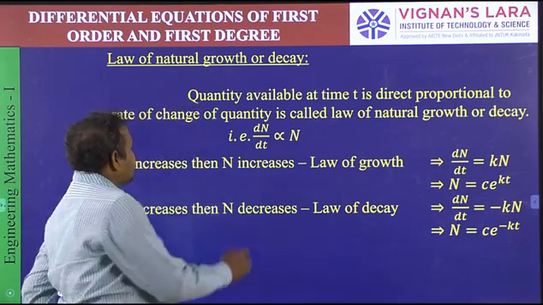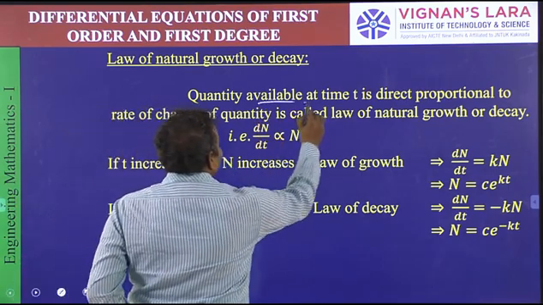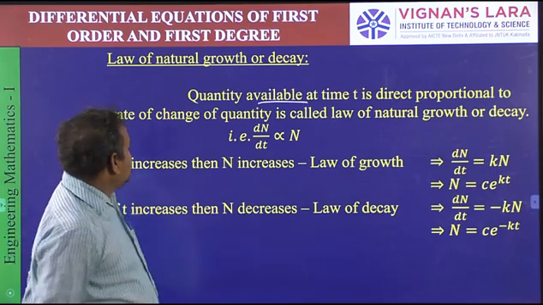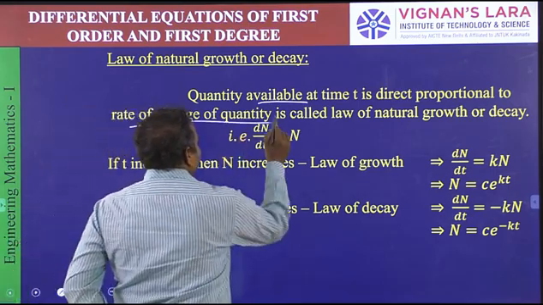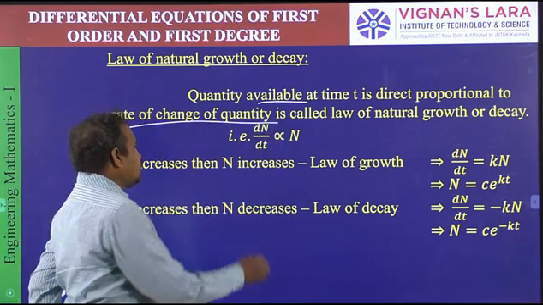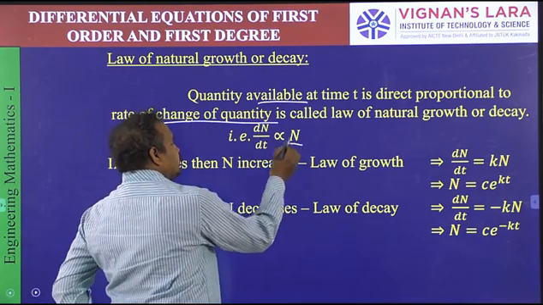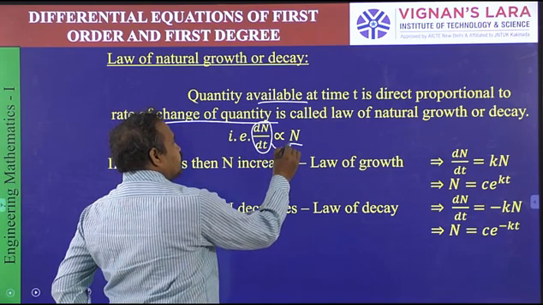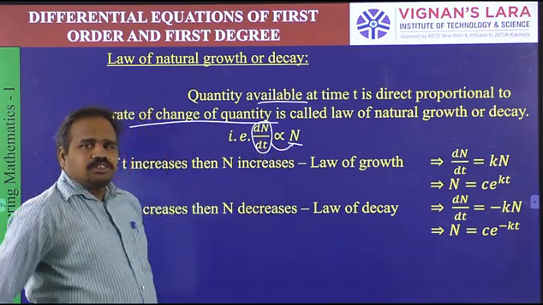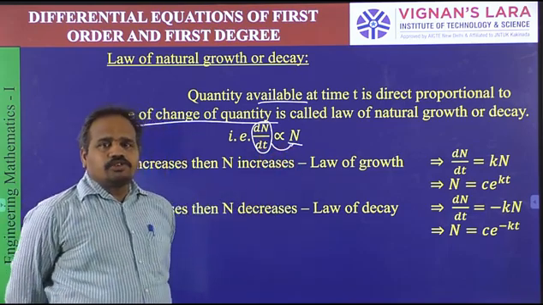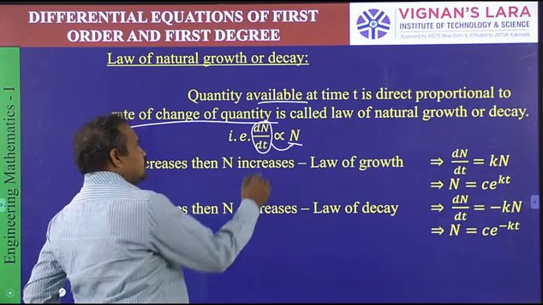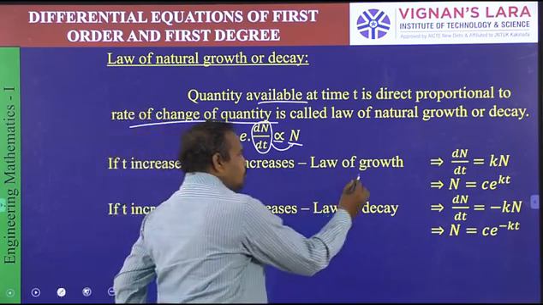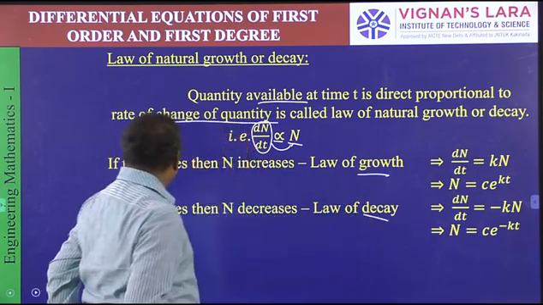So what we discussed in the previous session about this application: the law of natural growth or decay says the quantity available at a particular time is directly proportional to the rate of change of quantity. Here the rate of change of the quantity N is dN by dt, and it is directly proportional to the quantity. This is the definition of the law of growth or decay. Based on the proportionality, it is of two types: the law of growth and the law of decay.